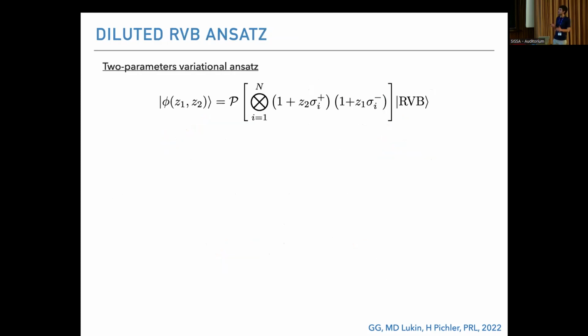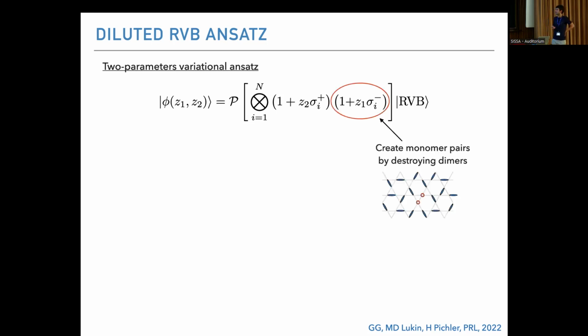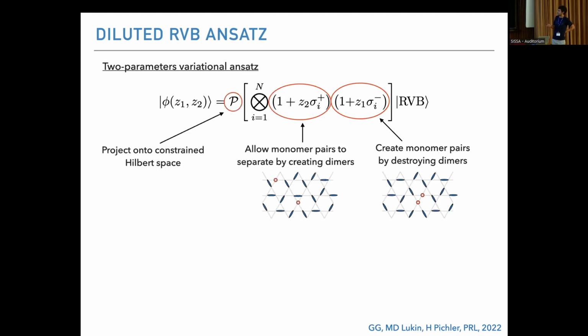The second result that I got is that I managed to describe this RVB state with defects with this two-parameter ansatz, which is very simple. It's just the clean RVB state with some operators which are local and destroy the dimers locally. And these essentially are the meaning of these terms here.